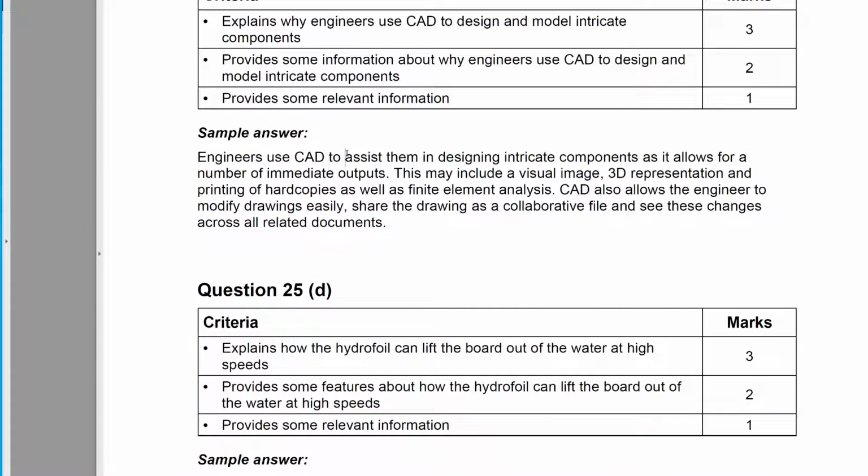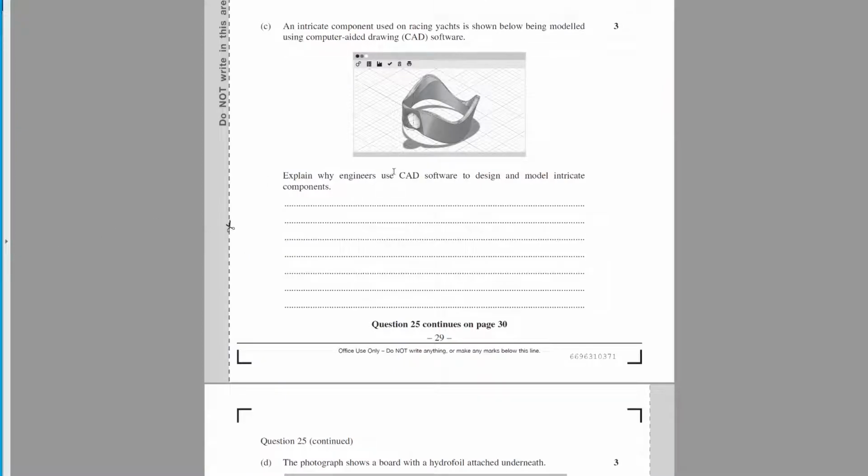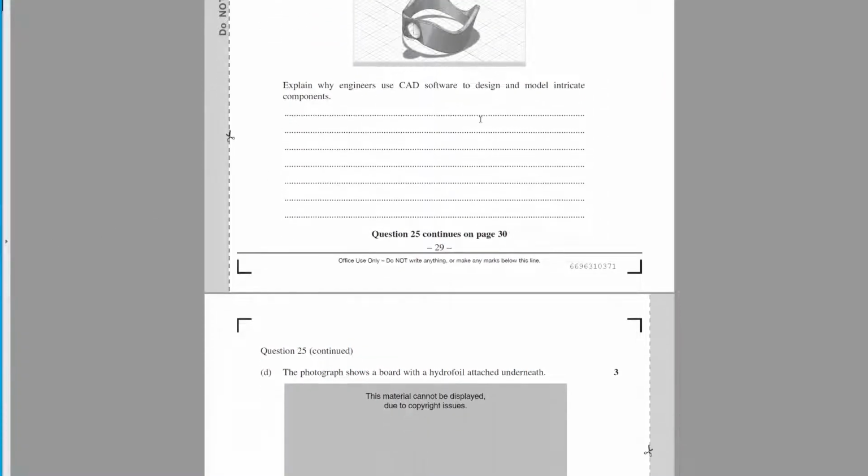So what do they say? Intricate components, visual image representation, so it's like sharing. We can print hard copies. We can do finite element analysis, so if we want to test it. It allows us to modify it. We can share it. And it doesn't talk about CAM, but I would say, well, this machine is almost certainly not going to be made by hand. It's almost certainly going to be made by a CNC machine or a 3D printer.